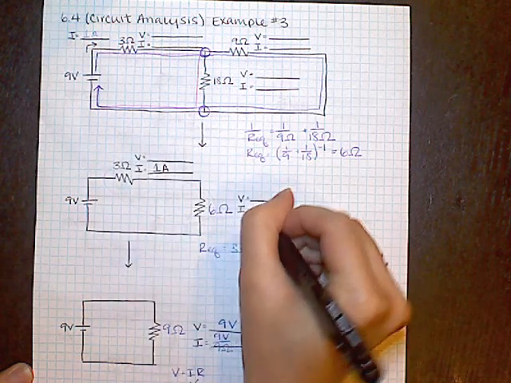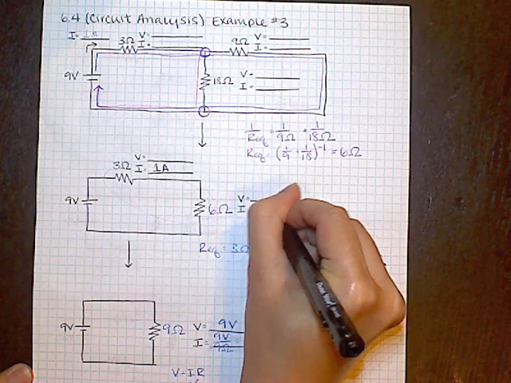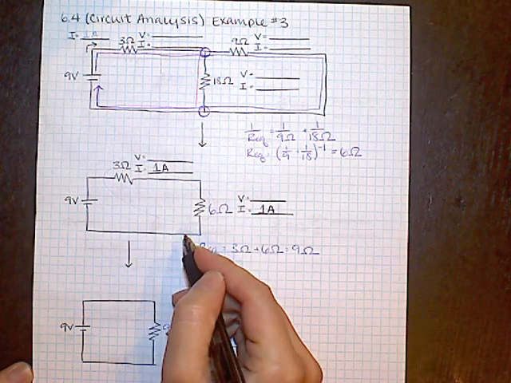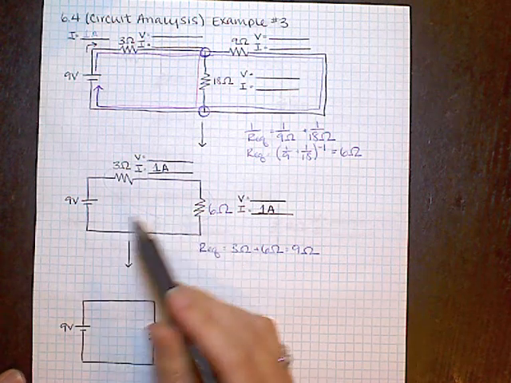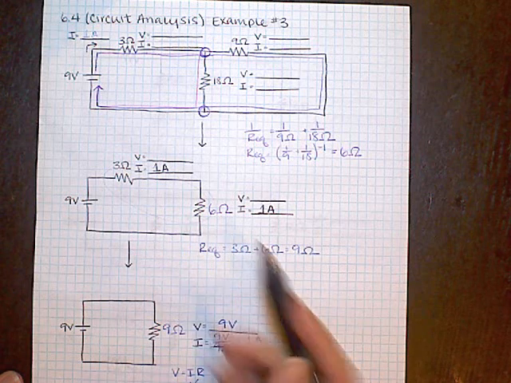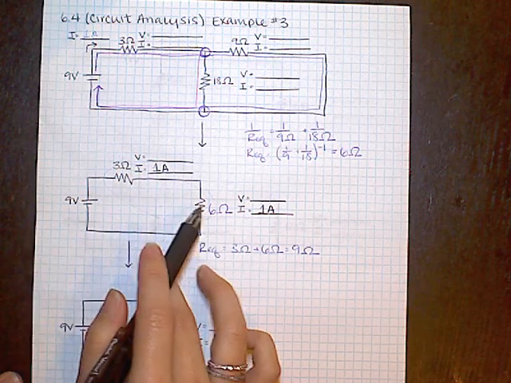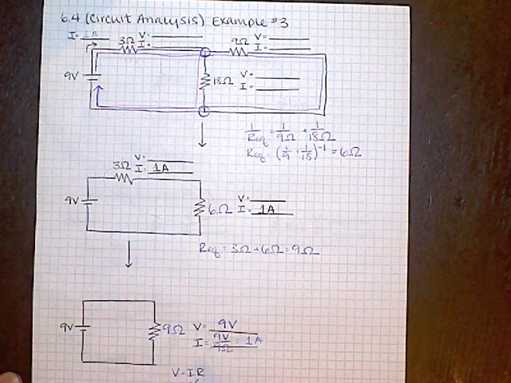So this 1 ampere gets copied for both of these resistors because all I did was I took this resistor and split it in series, and in series the current stays the same. So then at this point I need to solve for the voltage of each of these resistors, which I can do using Ohm's law.